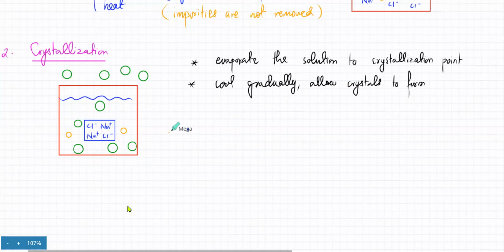A crystal is going to be a huge thing. You can just pick it up with your hand. So in that way, it's going to be very, very pure. Crystals are always very pure. So cool gradually, allow crystals to form. Once they are formed, you filter out the crystals.